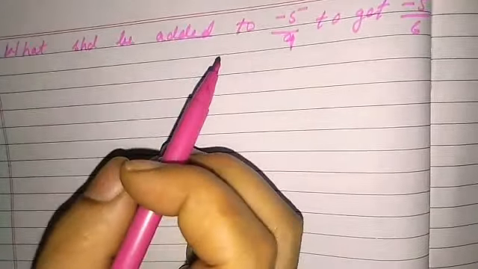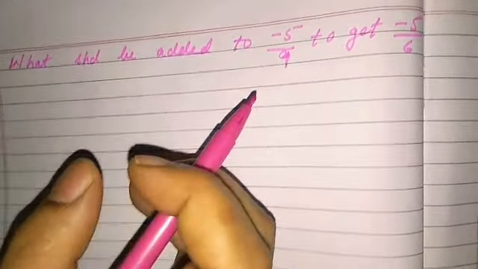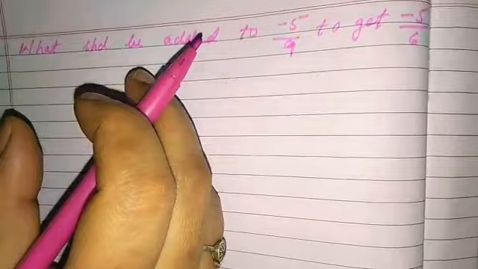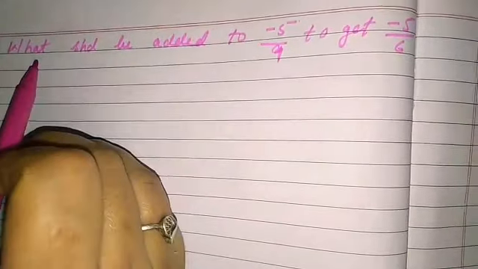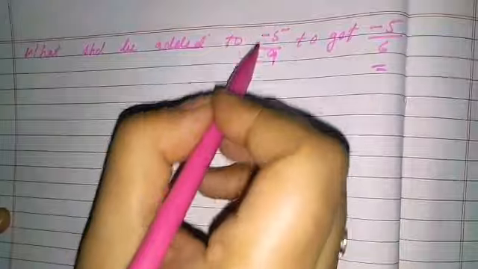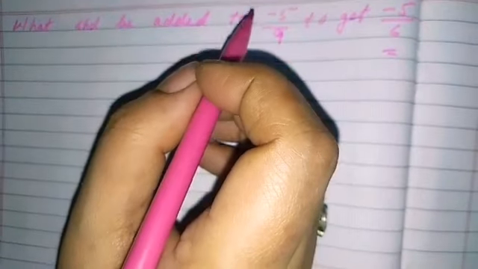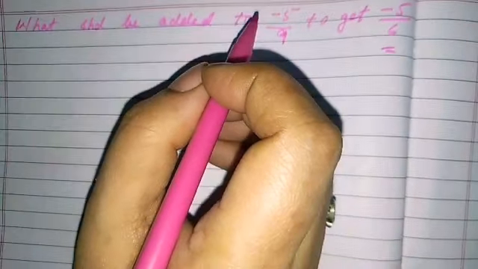I thought I would solve one more tricky question for you, which is more in the form of a puzzle. Here we have to find the number that we need to add to get this as the answer. The question is, what should be added to minus 5 by 9 to get minus 5 by 6? It's a little tricky, but not difficult at all. So let me show you how to solve this.